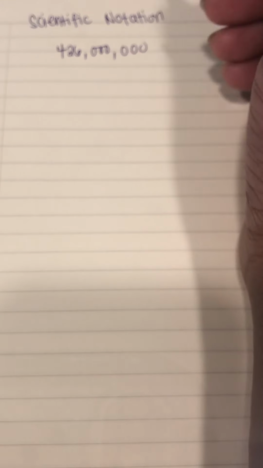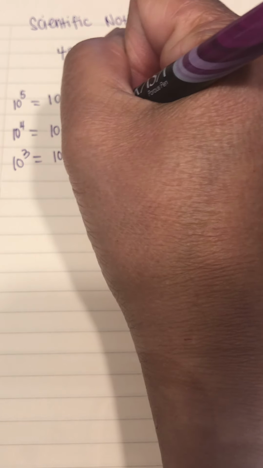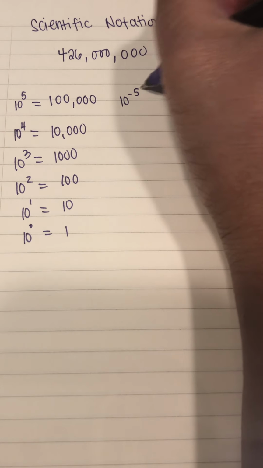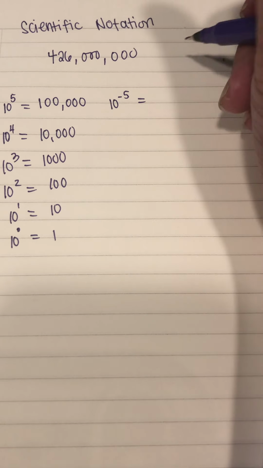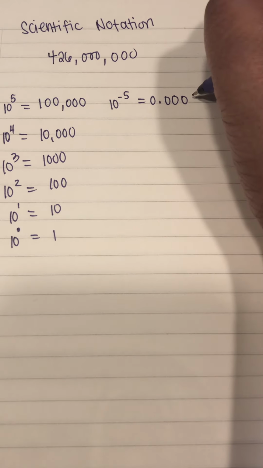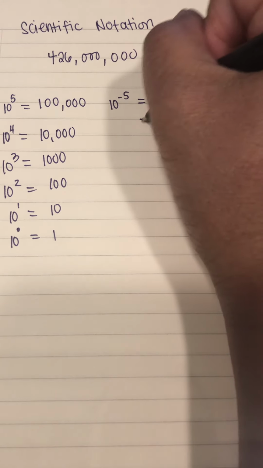So I'm just gonna list down our powers of 10 here. I'm gonna start with my 10 to the power of 5, which is 100,000. 10 to the power of 4 is 10,000. 10 to the power of 3 is 1,000. The power of 2 is 100, is 10. And then if we will have 10 to the negative 5, that is 1/100,000. So tens, hundreds, thousands, 10,000s, 100,000s.